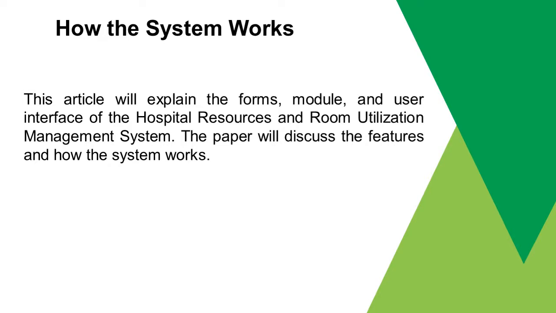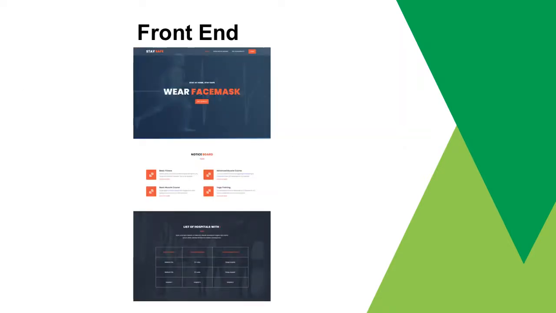This article will explain the forms, module, and user interface of the Hospital Resources and Room Utilization Management System. The paper will discuss the features and how the system works. The front end allows the users to interact with the system. It is a graphical user interface that allows the users to easily access records and use the system.